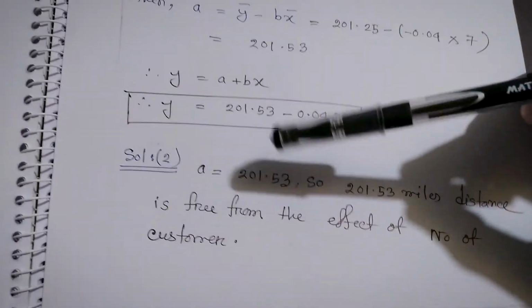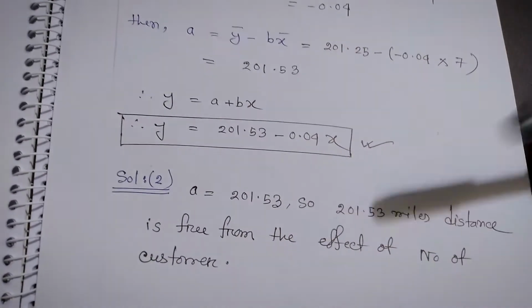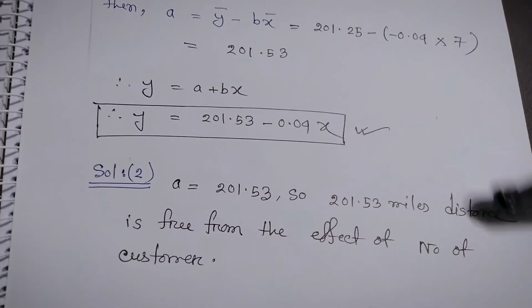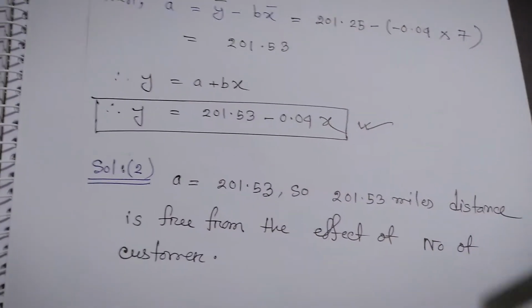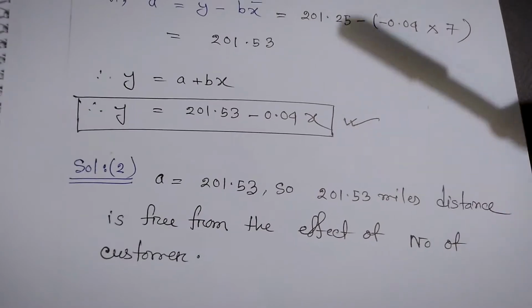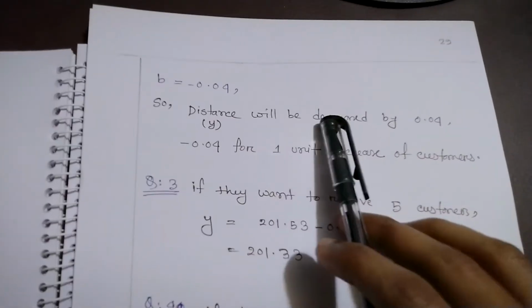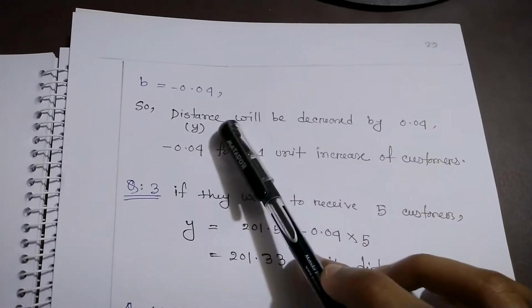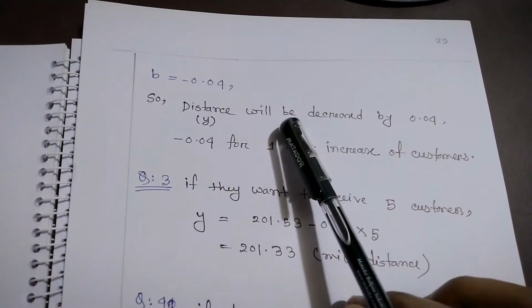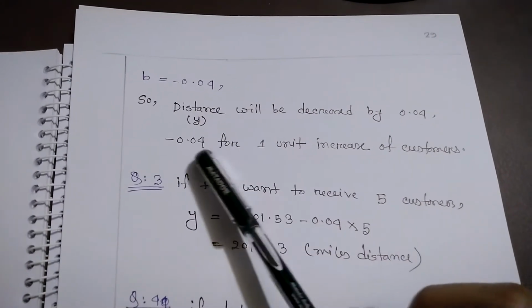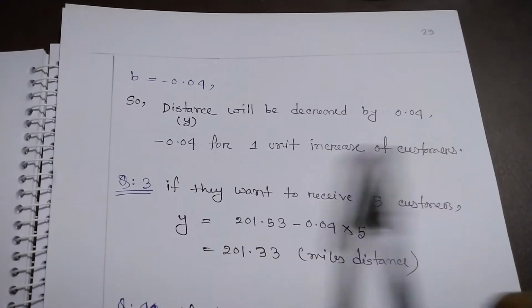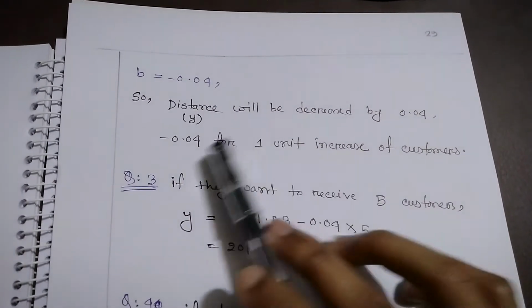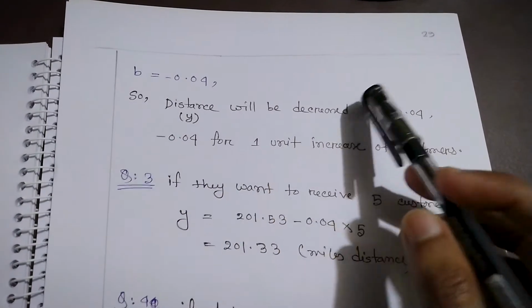Now you are given that a equals 201.53. So 201.53 is actually the constant here. So this miles distance is free from the effect of the number of customers. So the number of customers does not affect this. Distance is denoted by 0.04, because distance is our y variable and number of customers is our x variable. So minus 0.04 for a 1 unit increase of customers. If you increase 1 unit of customers, the distance would change by minus 0.04.